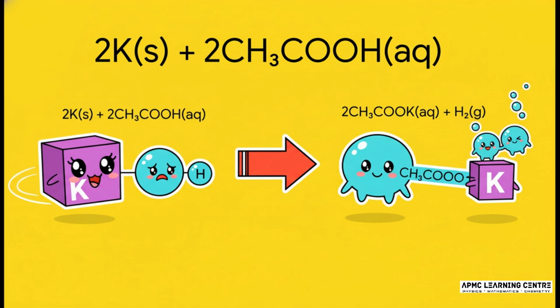Let's look at a real example to make this stick. Here we've got solid potassium reacting with ethanoic acid and water. So what happens? You get potassium ethanoate, that's our salt, and hydrogen gas. It's actually pretty simple if you look at the molecules. The potassium atom basically just comes in and boots out the hydrogen atom at the very end of the acid.